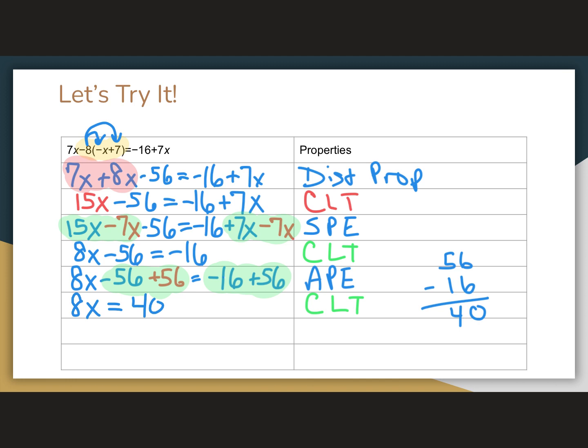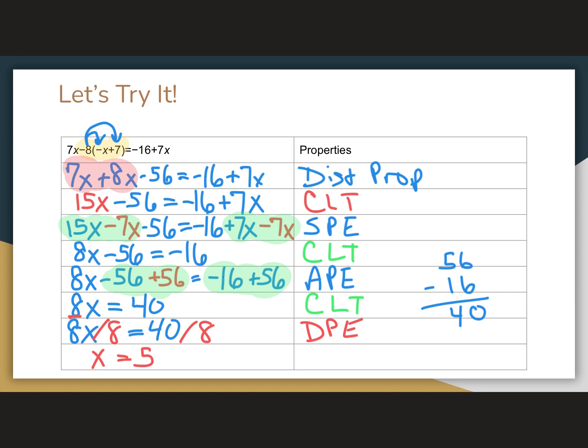Okay, so the next thing I need to do is I'm going to use my division property of equality to divide both sides by the coefficient. In this case, my coefficient is 8. So I'm dividing both sides by 8. So I have 8x divided by 8 equals 40 divided by 8. So on the left side, 8x divided by 8 gives me x, equals 40 divided by 8 gives me 5. Okay, so I end up with x equals 5.